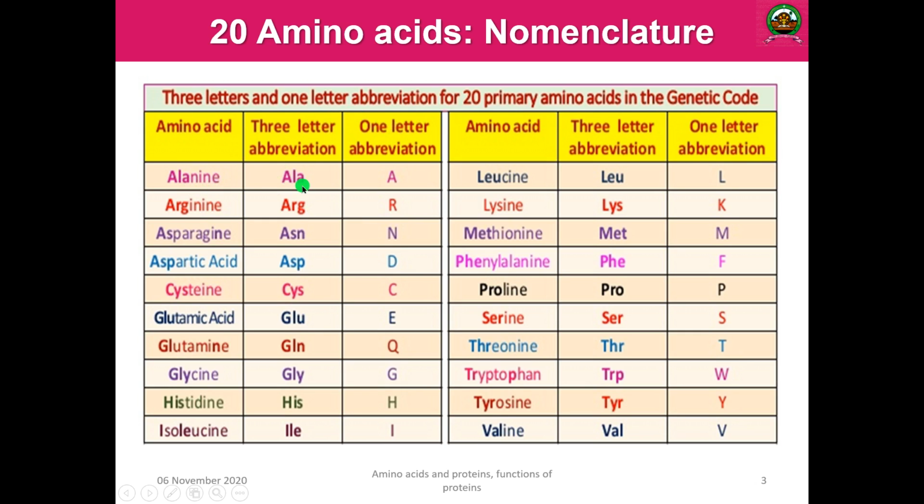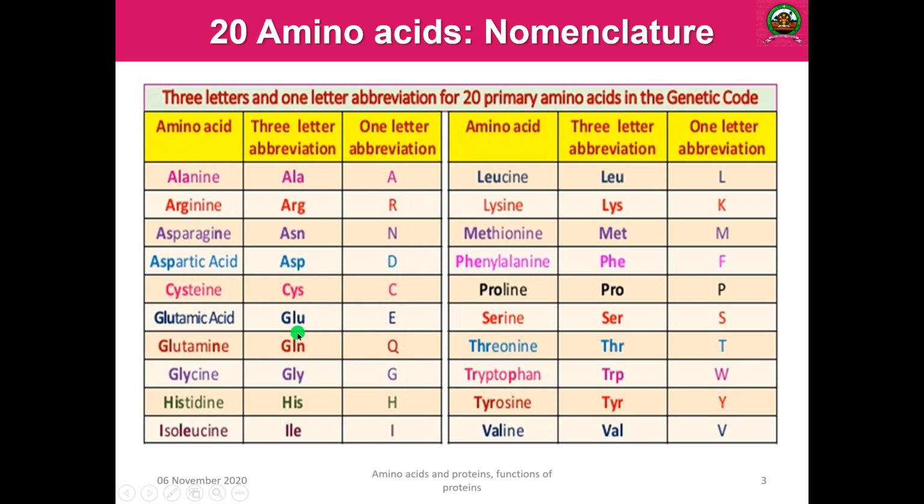Here alanine is ALA, and the single letter code is A. Arginine, the 3-letter code is ARG, and the single letter code is R. Asparagine is ASN, the single letter code is N. Aspartic acid is ASP, single letter code D. Cysteine is CYS, single letter code C. And glutamic acid is GLU, the single letter code is E.